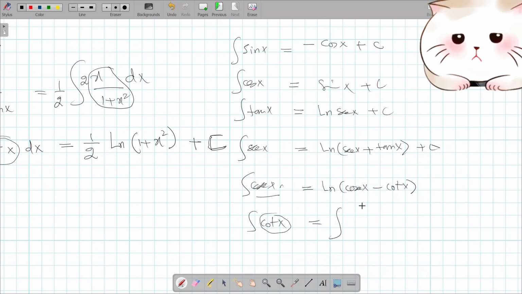What do you do when you are integrating cot x? No problem. How do you do the integration of cot x? You use this formula. Cot x is cos x over sin x. This is very simple, man. Very simple. Can you write it? So it should be ln sin x, because the derivative of the denominator is present in the numerator.